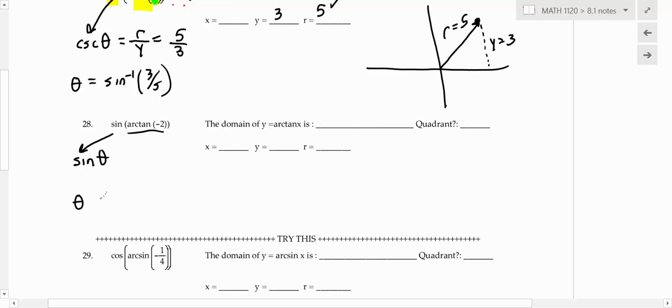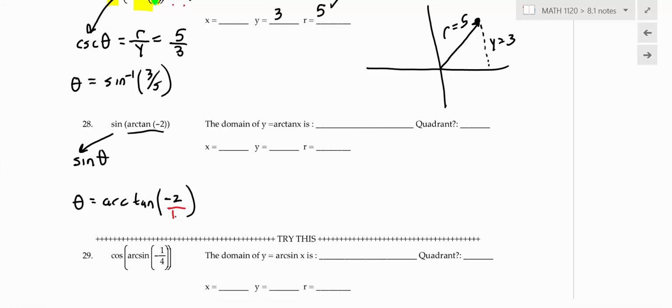That means that theta is equal to the arctangent of negative 2. Now I'm going to put that negative 2 over 1 because that's going to give me two variables. You're always going to know 2 of the 3 of x, y, and r. What's the definition of a tangent in terms of x, y, r? It's y over x, right?